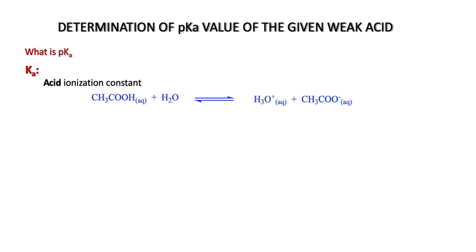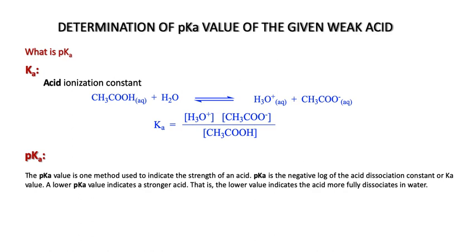Now we are going to discuss the determination of pKa value of the given weak acid. Let us see what is pKa. Here, Ka is the acid ionization constant. For example, acetic acid ionizes into acetate ion. We can write the Ka equation, the dissociation constant.